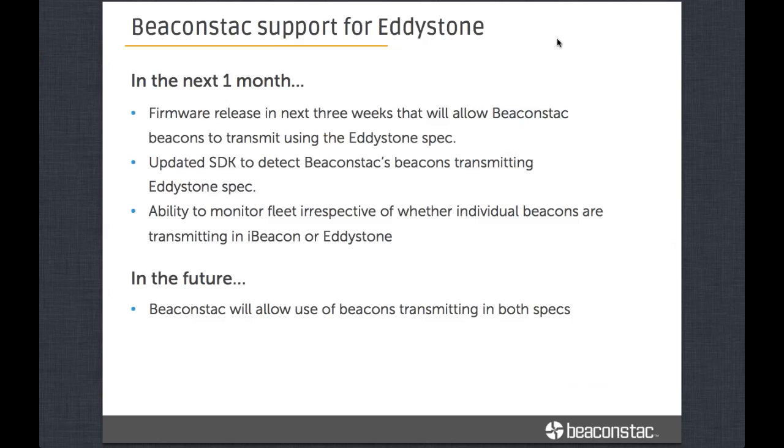We've been working very, very hard for the last 1 week or so, and we intend to do 2 or 3 things within the next 1 month. So what you will see is there will be a new firmware release that will be in the next 3 weeks or so that will allow Beacon Stack beacons to transmit in the Eddystone format. This is an experimental release, like Ravi said, so please bear in mind that all the features that we release in the next 1 month will be on what is pretty much a beta release.